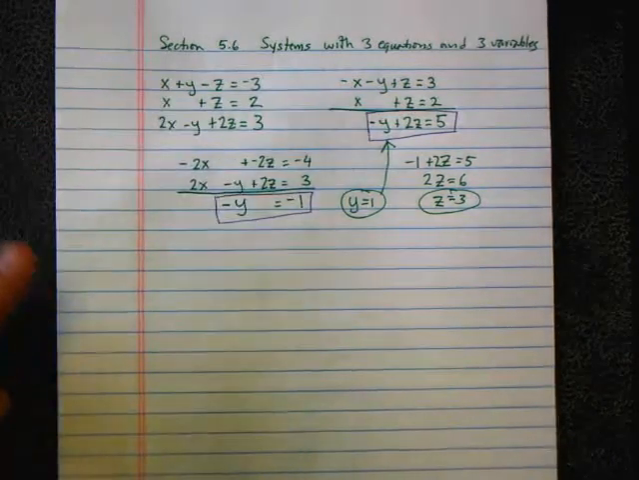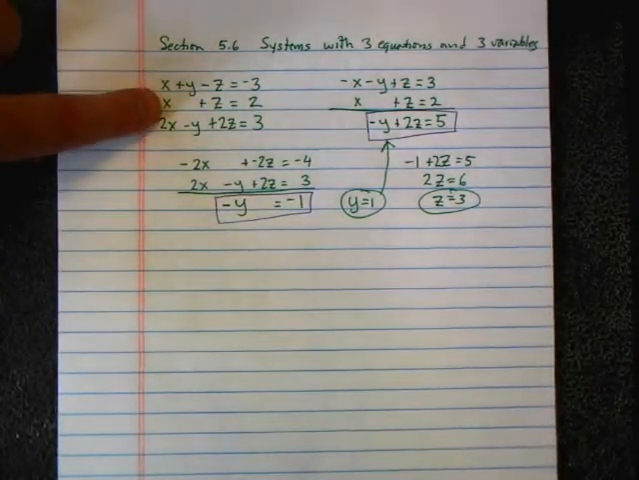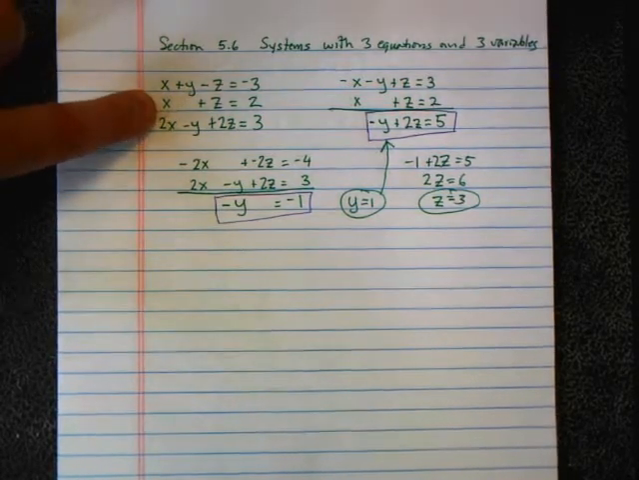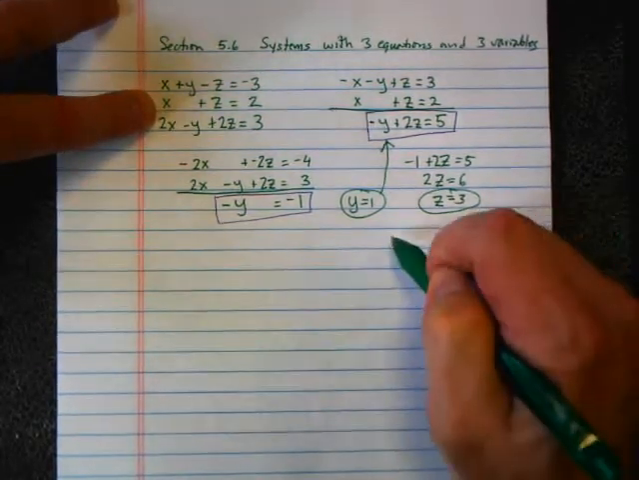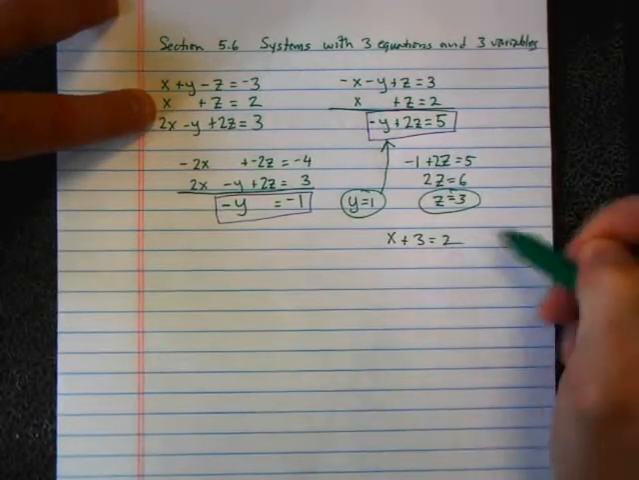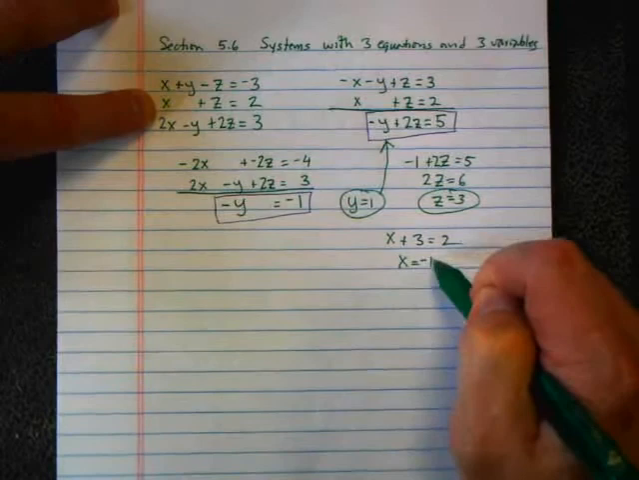For this problem, it's easiest to use the second equation. But would it matter if I use the first one? No, and it's really not a whole lot harder, is it? But I'll go ahead and use the second one because it is a little bit easier. I would have x plus 3 equals 2. Move the 3 over, x is negative 1.